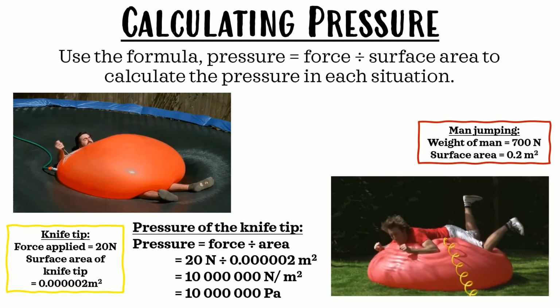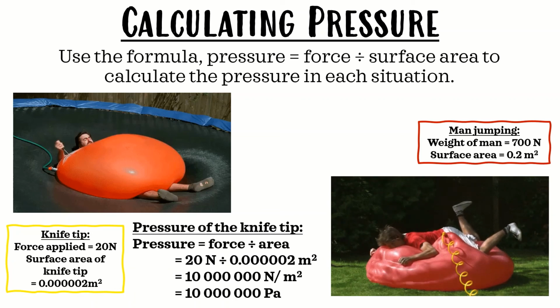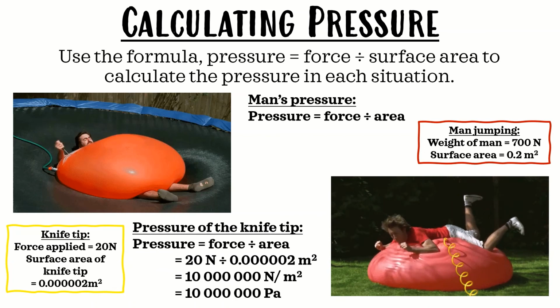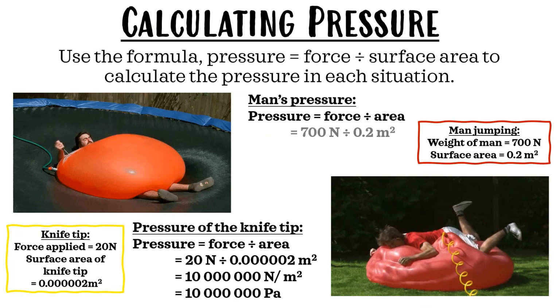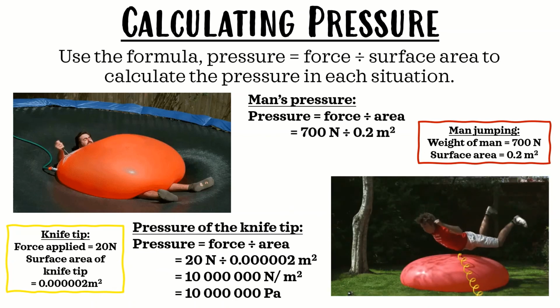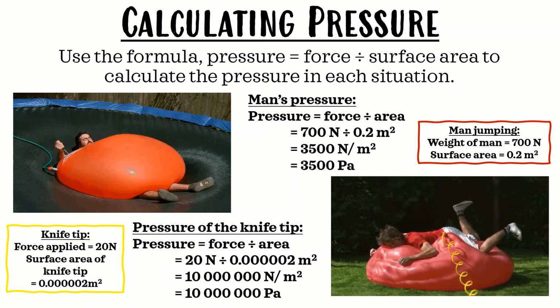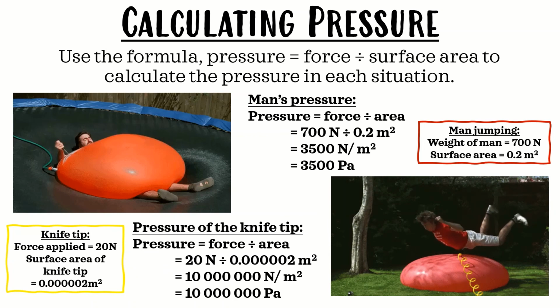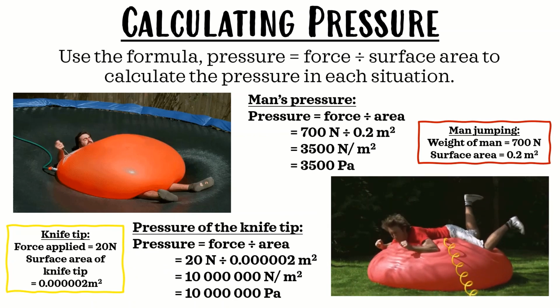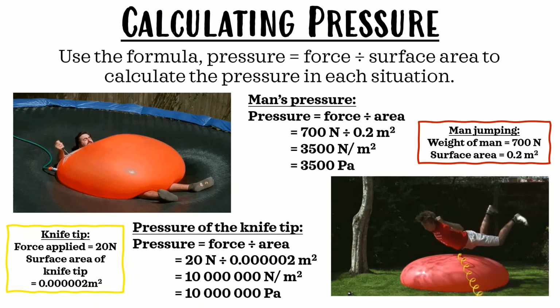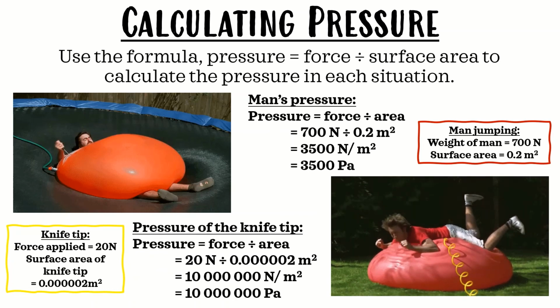And for the second example, if we look at the man jumping on the water balloon and again calculate the pressure, we have pressure equals force divided by area. We've got 700 newtons is his weight, and his surface area is 0.2 square meters. And we work out that the pressure applied by him falling on that water balloon is about 3,500 pascals.